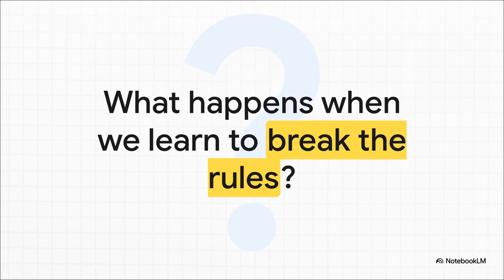So, everything we've just gone over, these are the fundamental rules of the game. These are the principles that govern how the molecules of life are built and how they interact. Which leaves us with just one final, pretty provocative thought. What happens when we learn to break those rules?